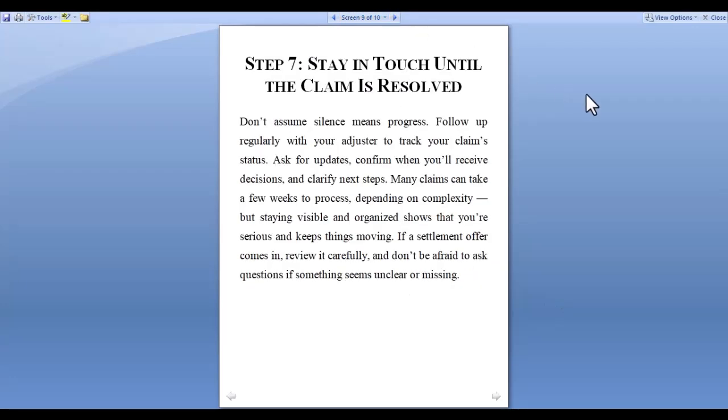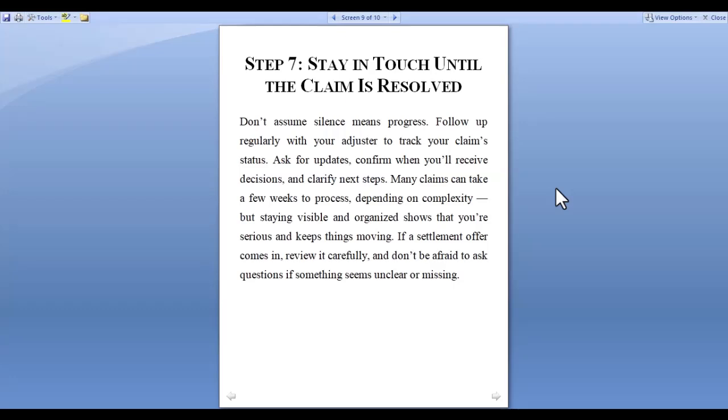Step 7 here says, stay in touch until the claim is resolved. Don't assume silence means progress. Follow up regularly with your adjuster to track your claim status. Ask for updates. Confirm when you will receive a decision and clarify next steps. Many claims can take a few weeks to process depending on complexity, but staying visible and organized shows that you are serious and keeps things moving.